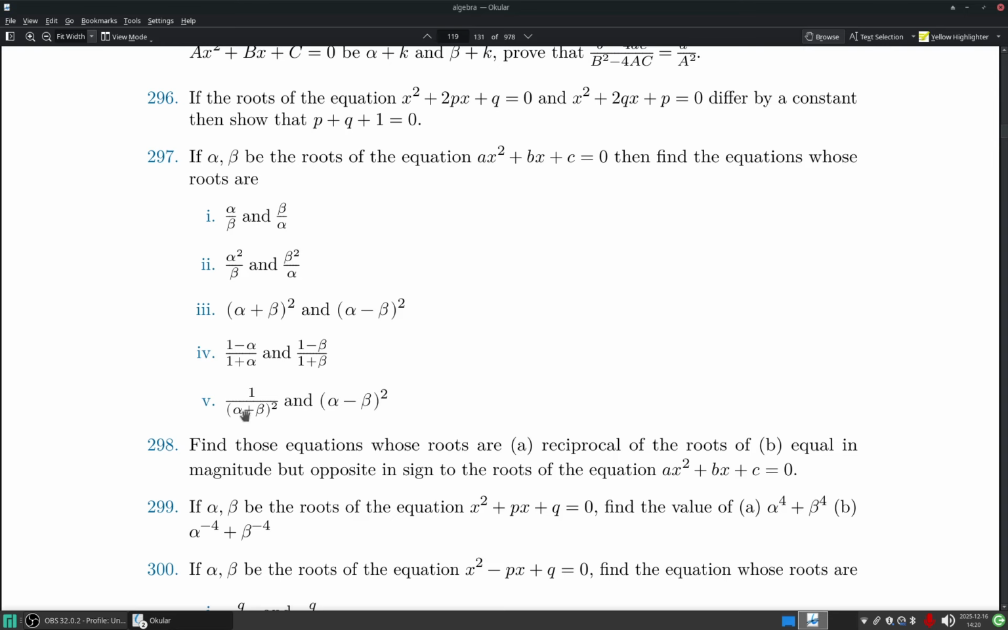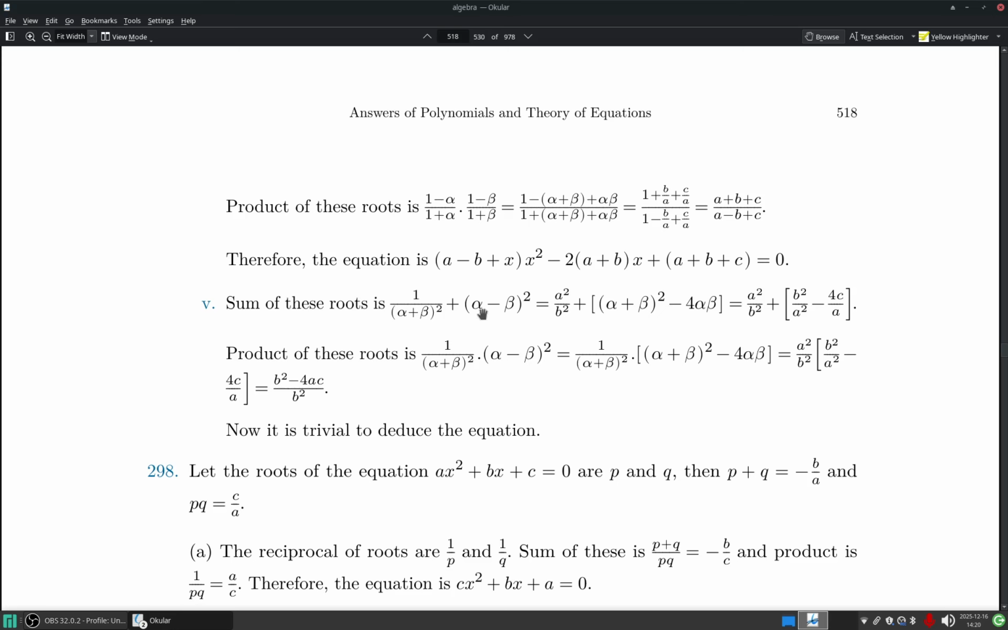Now the last one is 1 by alpha plus beta whole square and 1 by alpha minus beta whole square. So in this case, we write alpha minus beta whole square as alpha plus beta whole square minus 4 alpha beta. We substitute, we get a square by b square plus b square by a square minus 4c by a. And product would be similar.